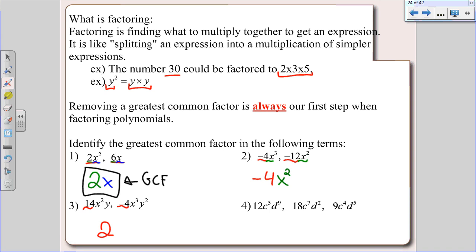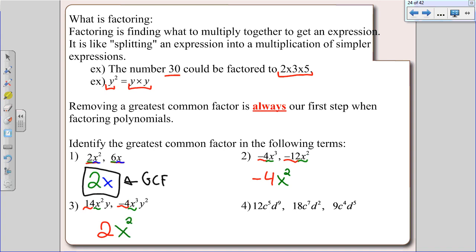Now we're going to get into letters. This one's a little different because some of them have X's and some of them have Y's. So you're going to separate the letters into separate pieces. I'm going to look at my X's first. So I have X squared and X to the power of 3. What's the most number of X's that could go into both? That one would be 2. So it would be X squared.